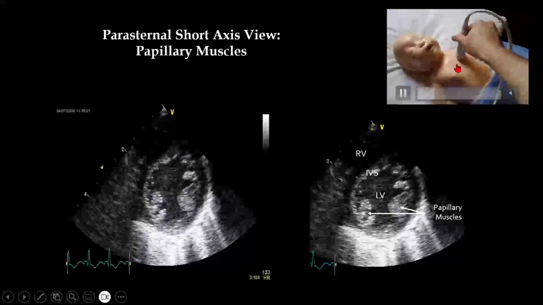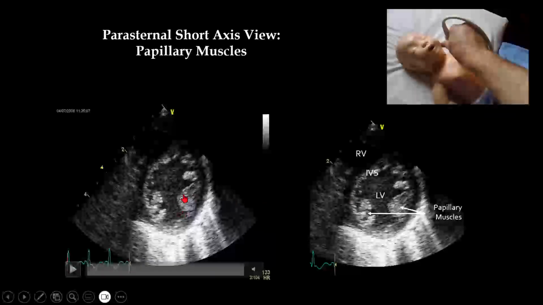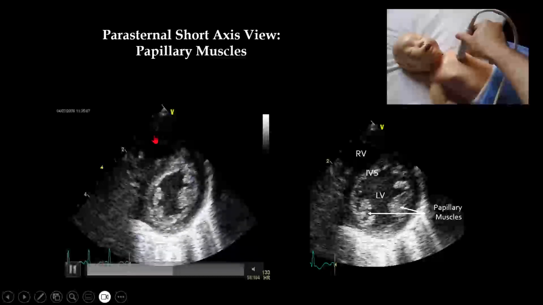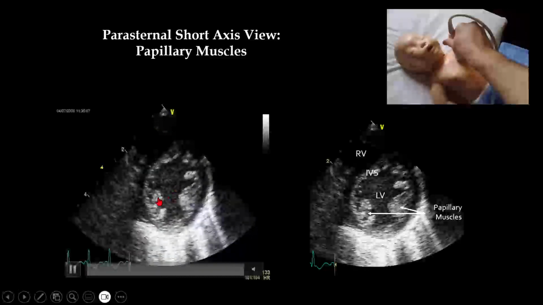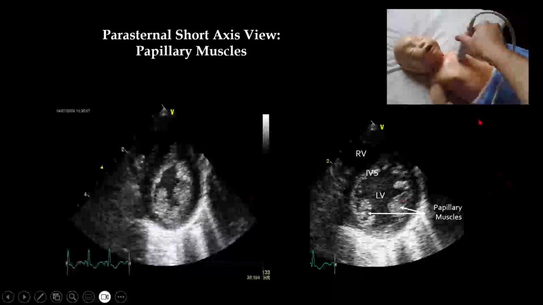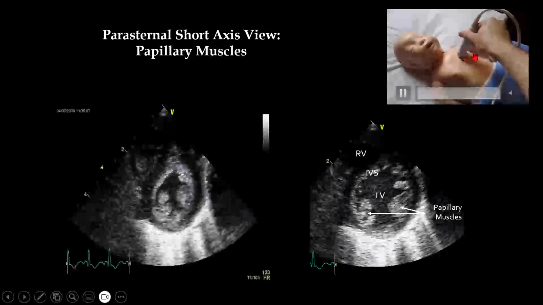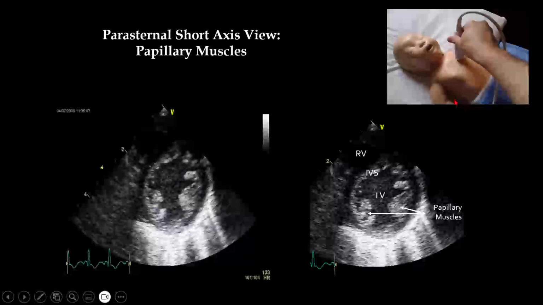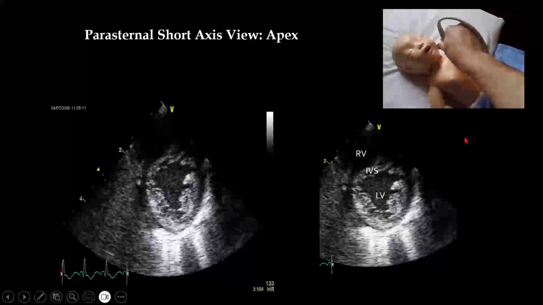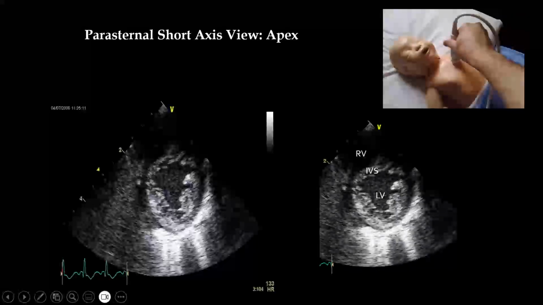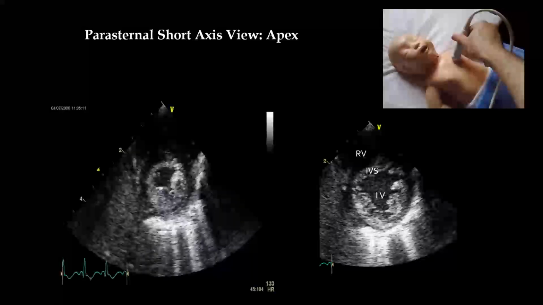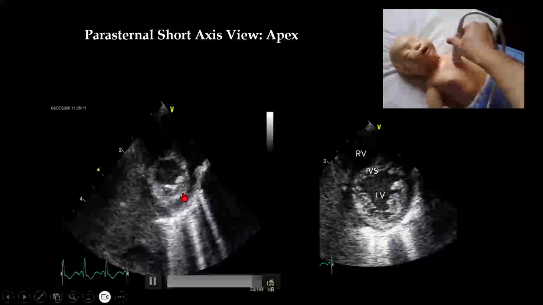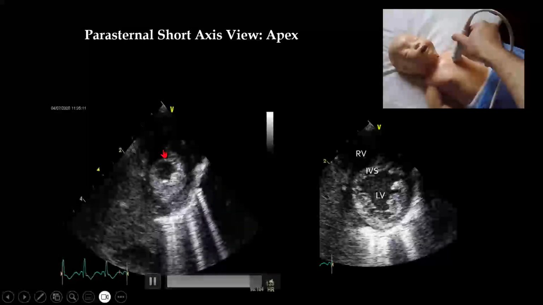And then when I sweep it further down towards the apex, the next thing will be the papillary muscle view. Again, this is LV cavity, interventricular septum, RV, and these are the papillary muscles. And if I sweep the probe further down towards the apex, I will be seeing the apex forming chamber. It is very important to determine which is the apex forming chamber, because it rules out hypoplastic left heart syndrome, because always your apex is formed by the LV unless it is hypoplastic left heart.